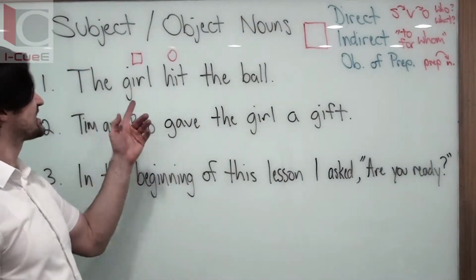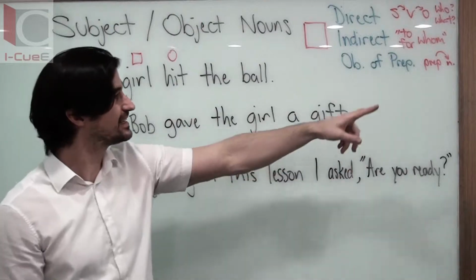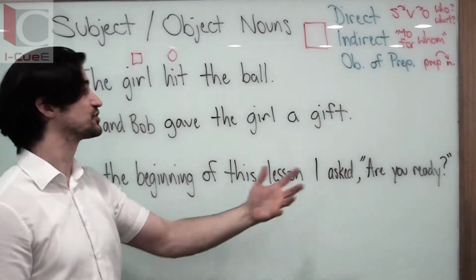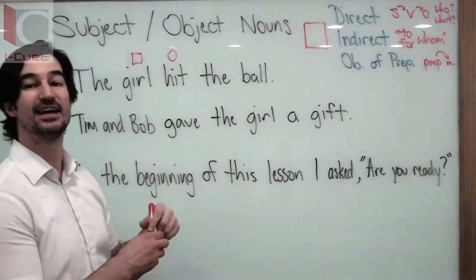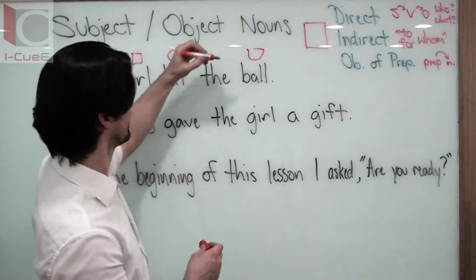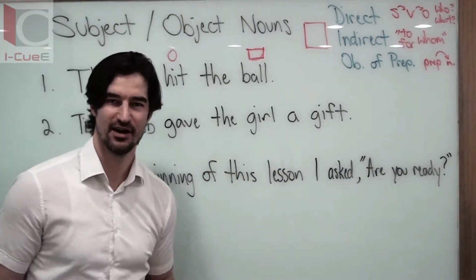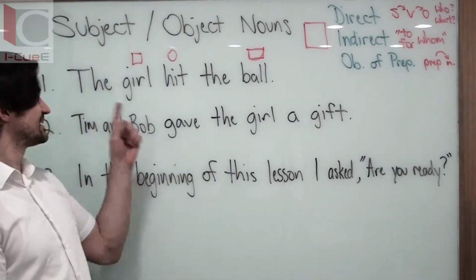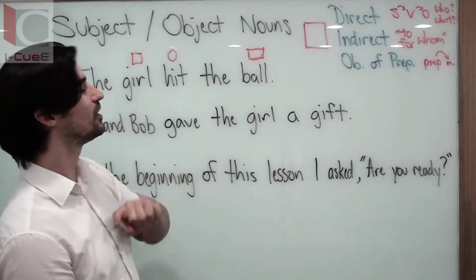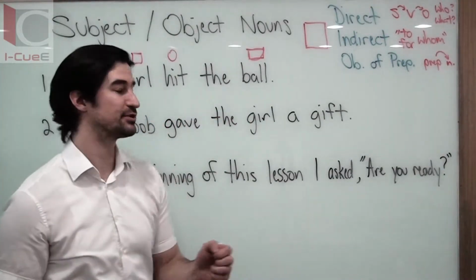And then we just have to ask, well, what did the girl hit? If we can answer that question, who or what, and work backwards, who or what did the girl hit? And if we have an answer, then we have, oh, that's another ugly square, man. We have a direct object. So, in this sentence, the girl hit the ball, girl is the subject, hit is the verb, ball is the direct object. Let's look at example number 2.